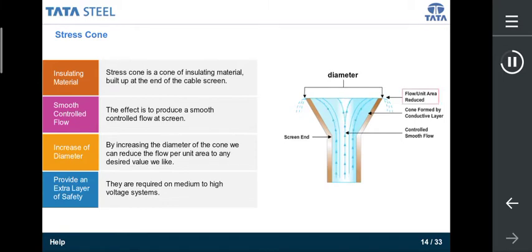Stress cones provide an extra layer of safety at the end of electrical terminations. They are required on medium to high voltage systems. Without a stress cone in place, the high concentration of flux between the conductor cable and shield termination could lead to fires or electric surges.